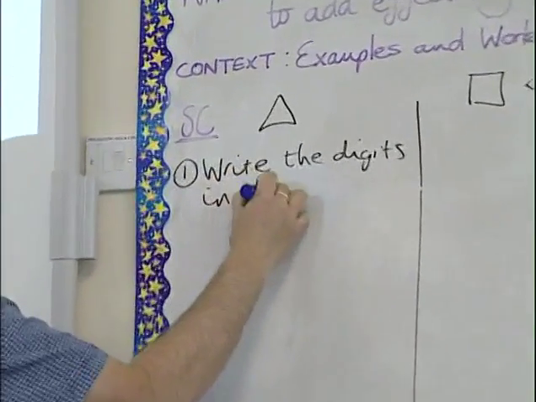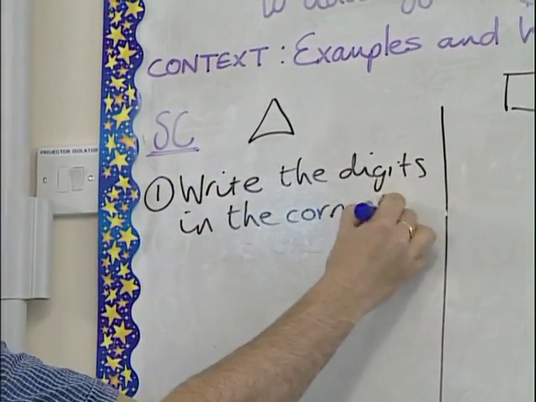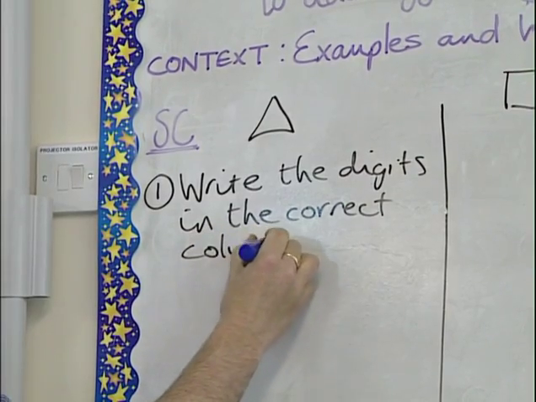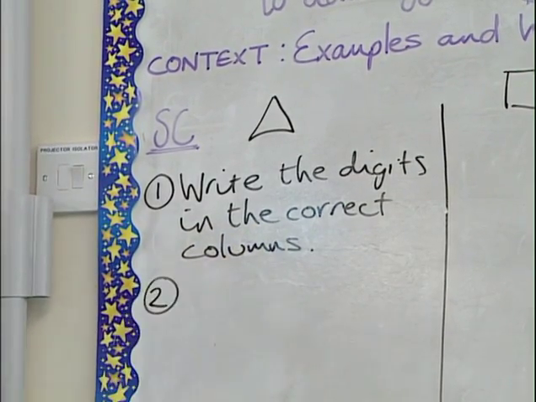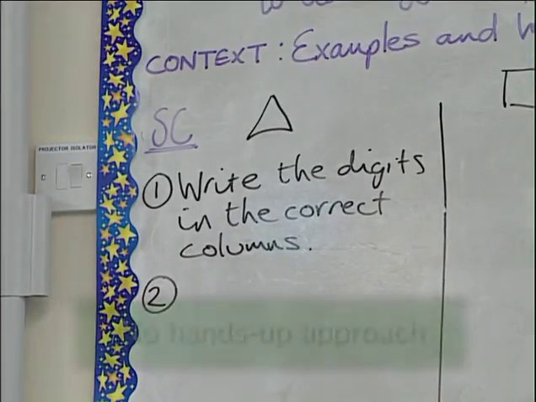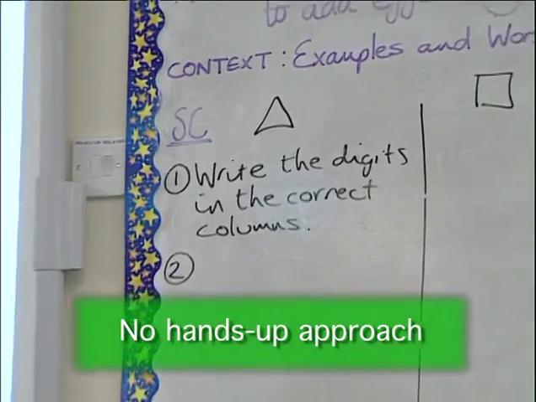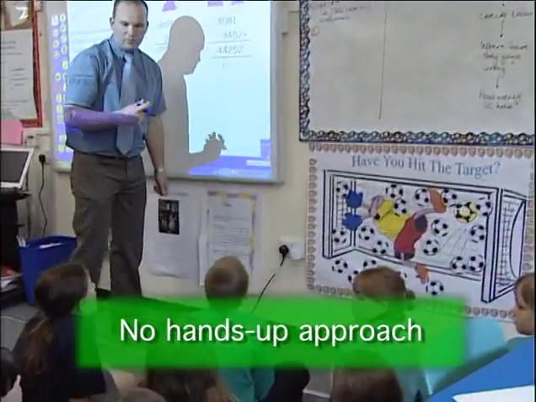In the correct columns. Next thing, what would I do next? Put your hands down, I'm going to pick you. Emily, what would I do next? So I've written the digits in the correct columns, what would I do next?